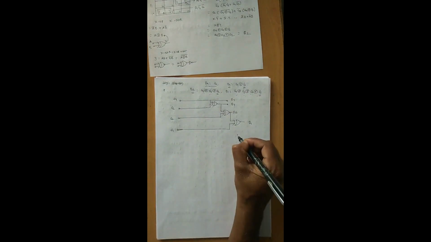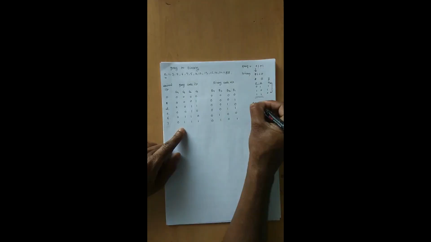In this way we are able to represent binary to gray as well as gray to binary code conversion. I hope you understand a little bit. Thank you very much.